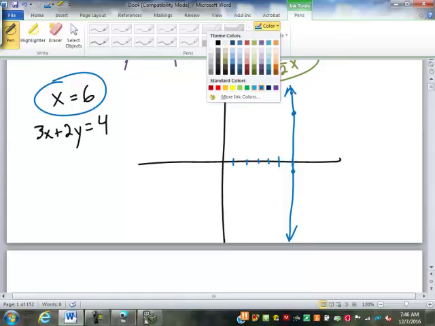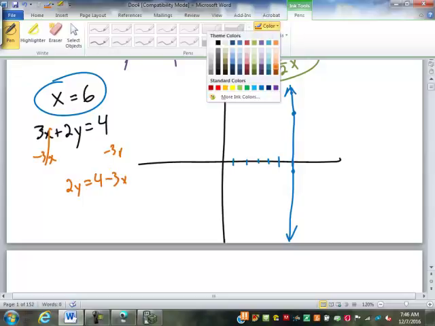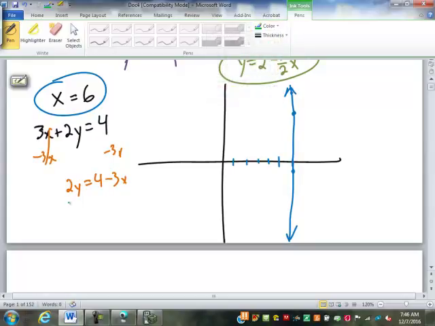Okay, how about the second equation? What are we going to do to that one to make it graphable? Subtract 3x from both sides. So this is gone, giving us 2y equals 4 minus 3x. And then divide by 2. Which gives us y equals what?